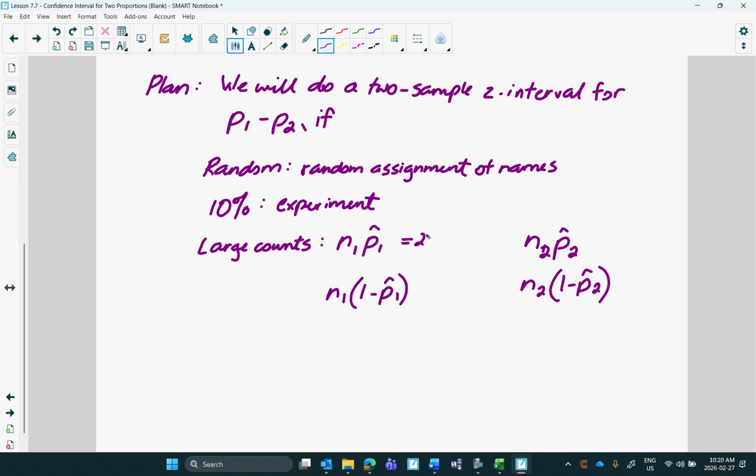So we would get 2445 times the proportion of white names in the sample that got callbacks, which we said was approximately 0.101, which gives us about, I'm just going to round to the nearest whole number, 247. 2445 times 1 minus 0.101 is going to give me about 2198, which is definitely greater than or equal to 10.